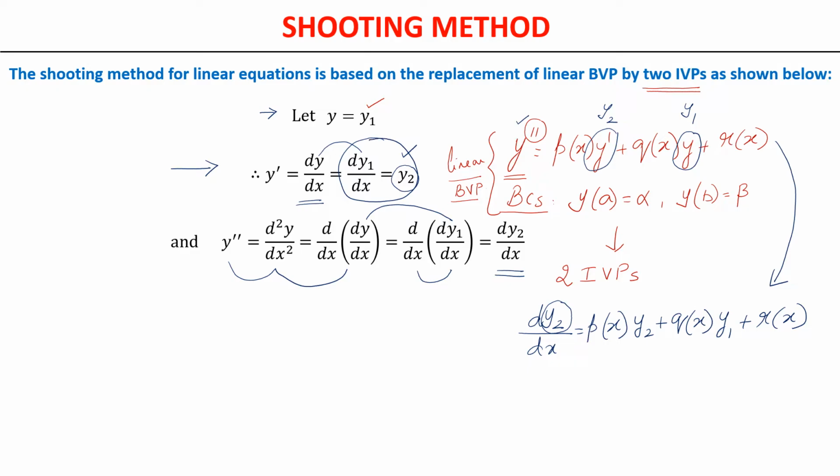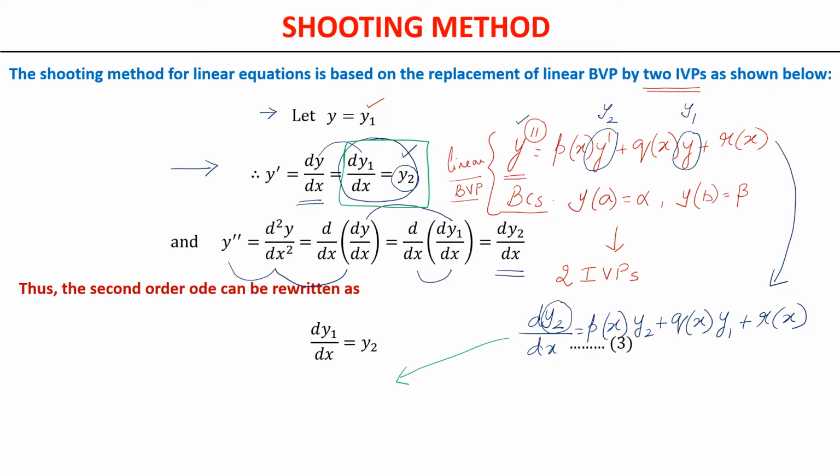Thus, the second order differential equation can now be rewritten as two different first order differential equations. One where dy1 by dx is equal to y2. The first one is this. And then the second one is this expression, that is dy2 by dx is equal to p of x into y2 plus q of x into y1 plus r of x. So we have now reduced the second order differential equation into two first order differential equations.